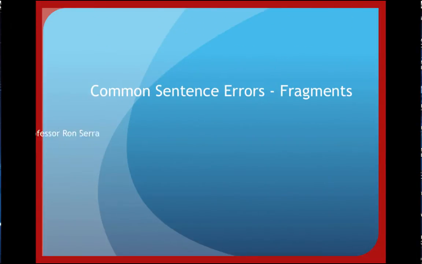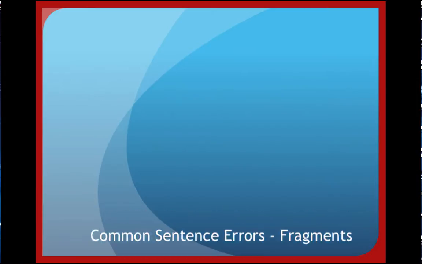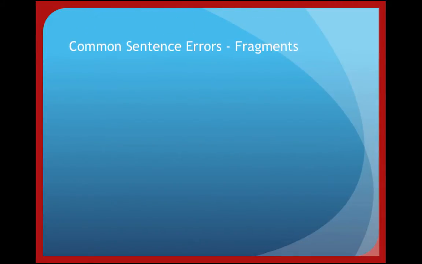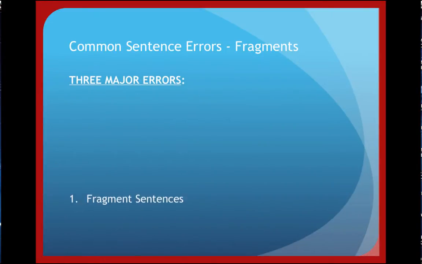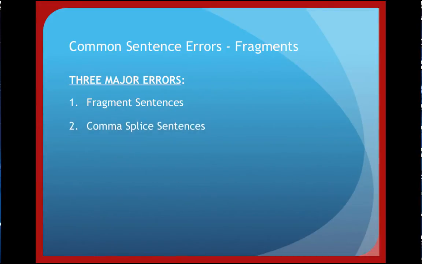This grammar point video will address common sentence errors, starting with fragment sentences. There are three major errors in writing, which must be avoided in order to improve your writing. The three types of sentence errors are called fragment, comma splice, and run-on sentences.